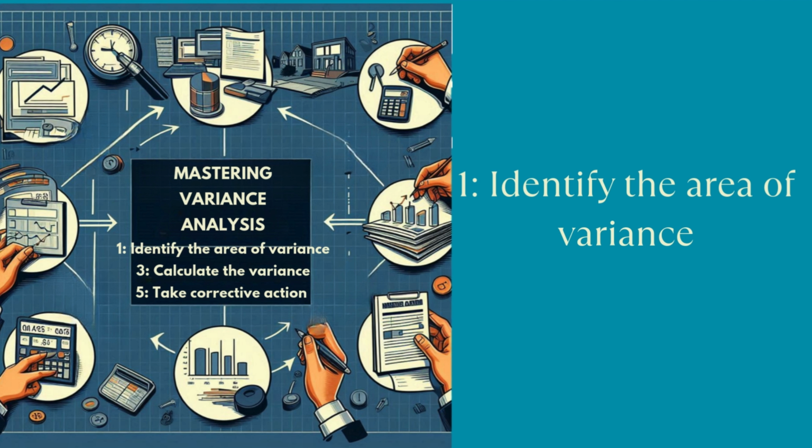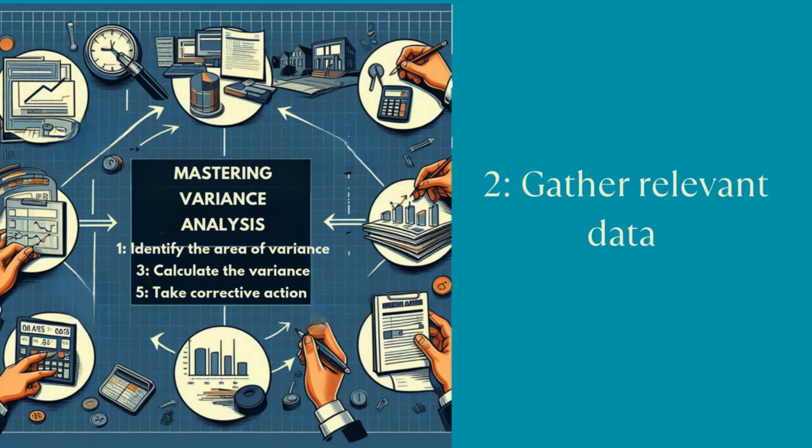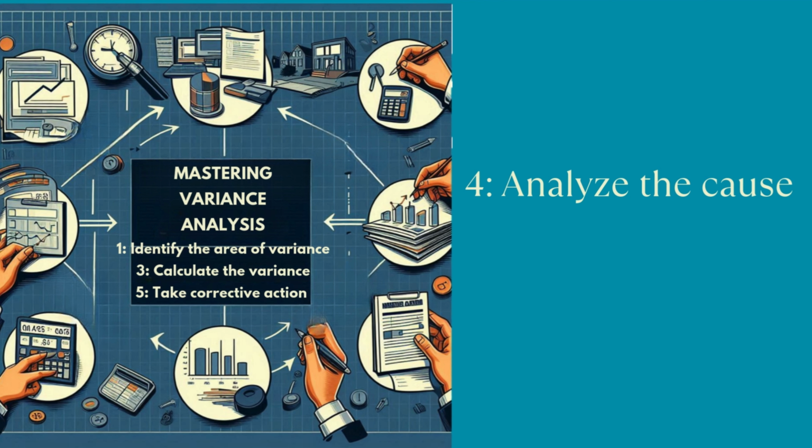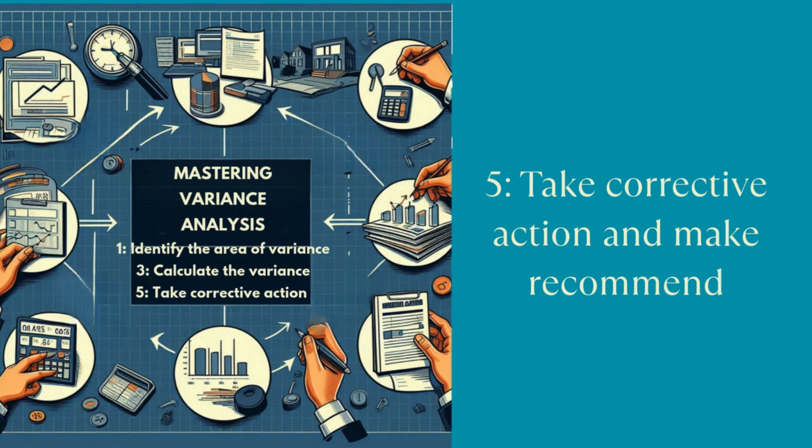Step 1. Identify the area of variance: budget, timeline, scope. Step 2. Gather relevant data from timesheets, financials, field reports. Step 3. Calculate the variance, planned versus actual. Step 4. Analyze the cause: bad planning, scope change, execution lag. Step 5. Take corrective action and recommend: adjust timeline, add resources, communicate.